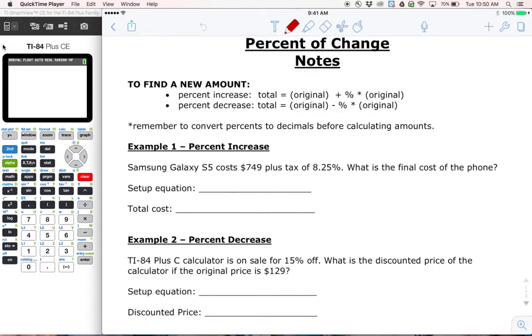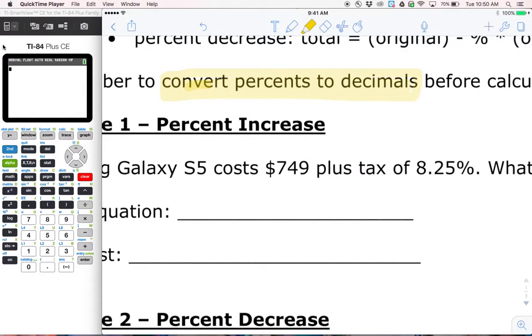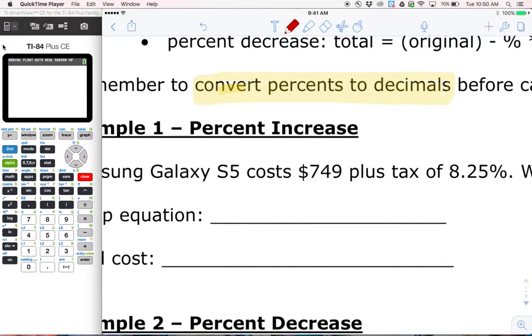Percent of change notes. Today we are focusing on percentages, okay? Before we even get started, let's make sure that we understand that when we're doing our calculations, we have to convert percents to decimals first, okay? Just a really quick example here. If I have 25%, what is that as a decimal?